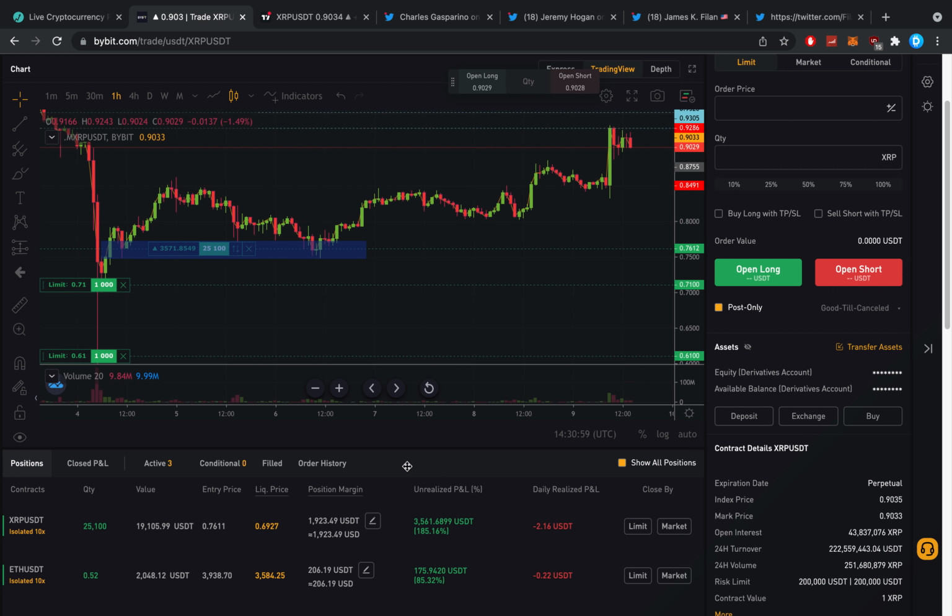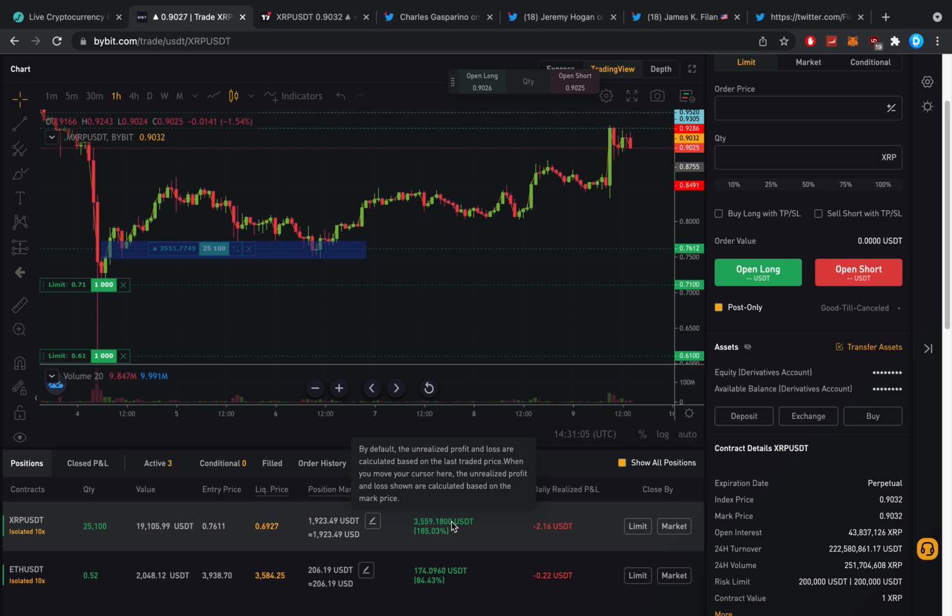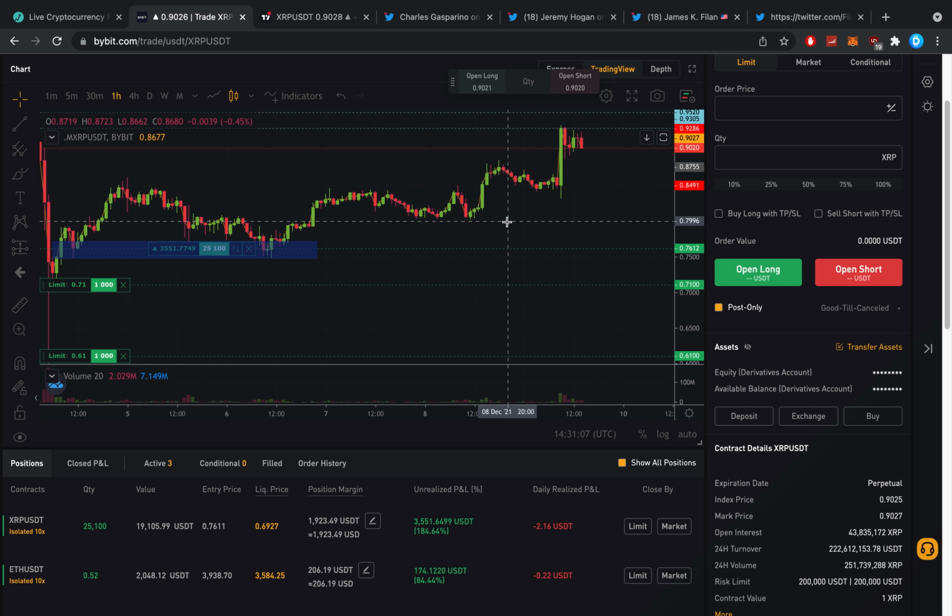Look at our trade now. Our trade, which was about $20,000 worth of XRP, is now in $3,500 worth of profit. I could have had a little bit more if I had sold at the top at about 93 cents a couple of hours ago. But this shows you guys that on this channel, we don't mess around.